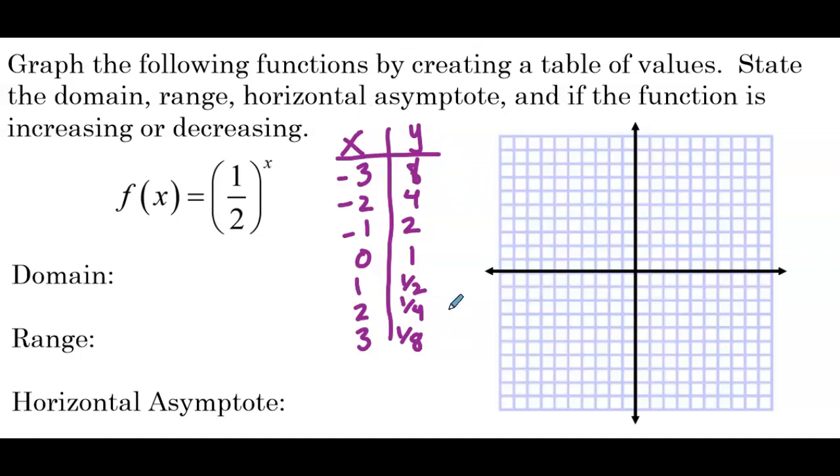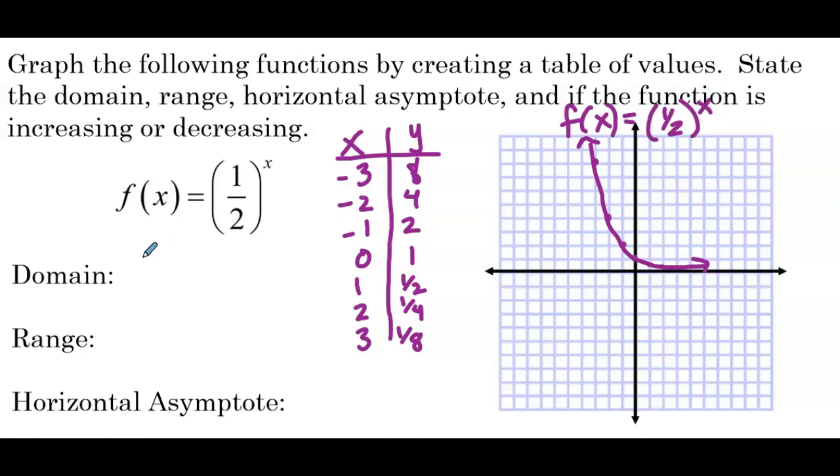Okay, so now let's plot our points. So -3, 8. -2, 4. -1, 2. 0, 1. 1, 1/2. 2, 1/4. 3, 1/8. Okay, so again, I'll work backwards here. So going along the x-axis, going through all of our points. So there we have our graph of f of x equals 1/2 to the x.